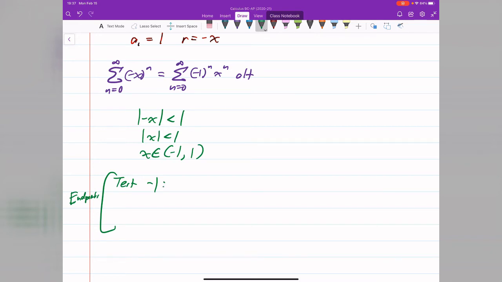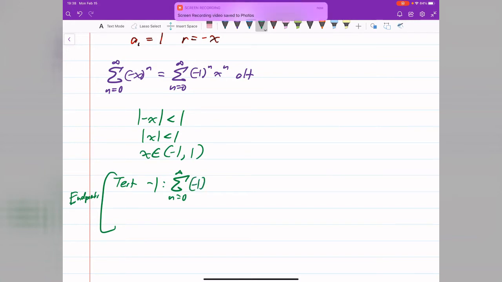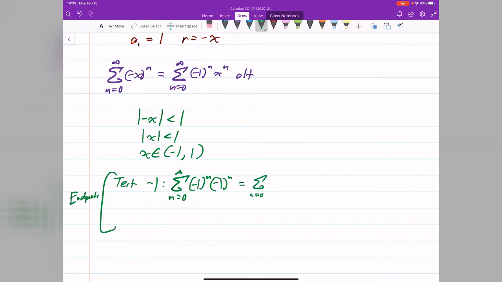So if I plug -1 in, I get the sum from n equals 0 to infinity of -1 to the n, and plugging -1 in, I get another -1 to the n. And this simplifies to give me, well, since it's -1 both to the n, that is the same as 1 to the n, which very clearly diverges. At this point, we don't need to say more; that's just a sum of infinite numbers of 1s.